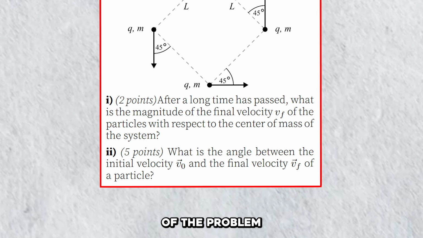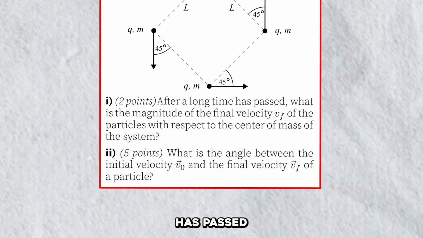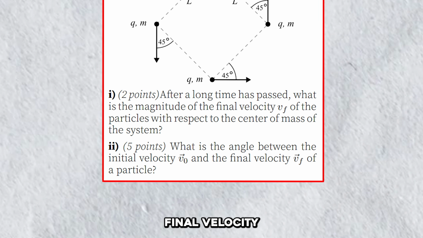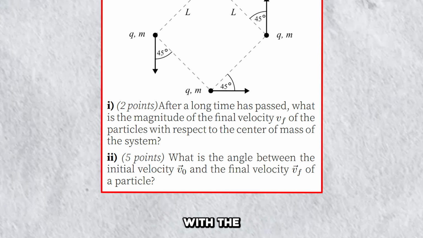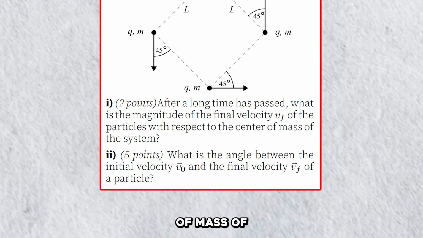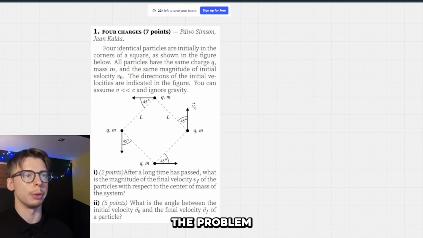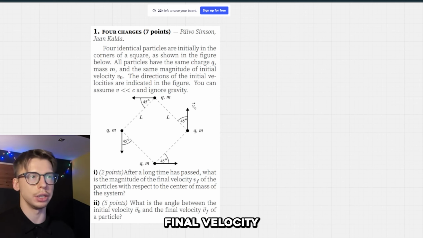The first part of the problem goes like this. After a long time has passed, what is the magnitude of the final velocity, v_f, of the particles with respect to the center of mass of the system? All right, let's get to solving the problem. So we have to find this final velocity, v_f.